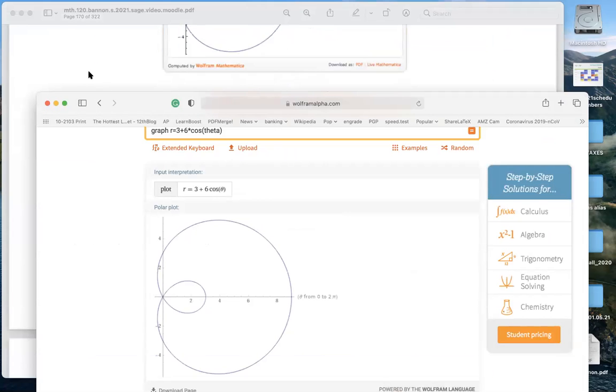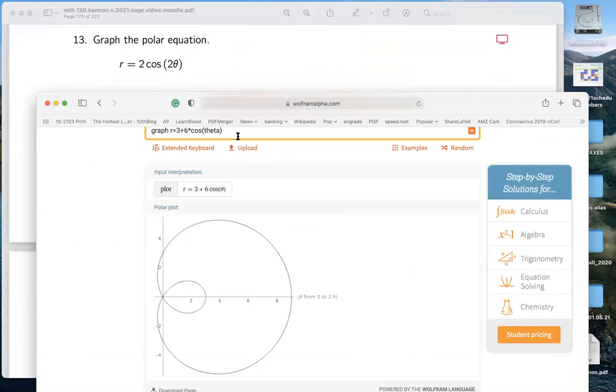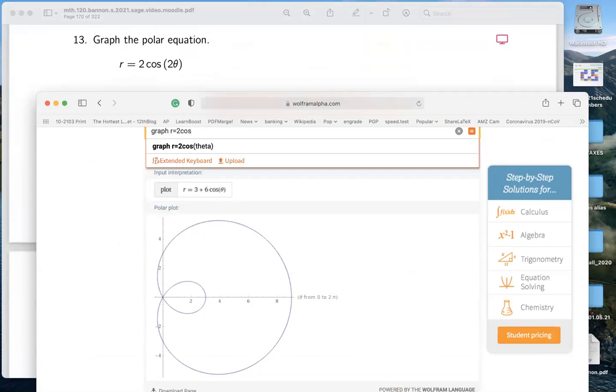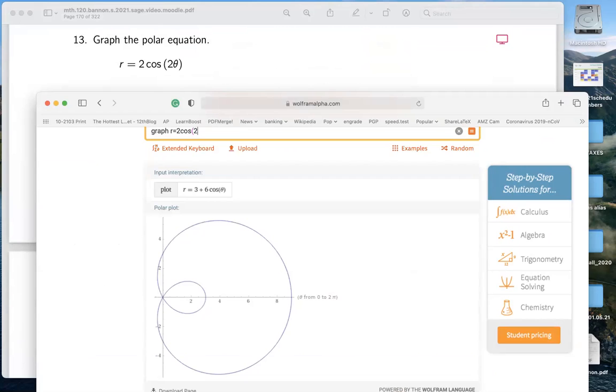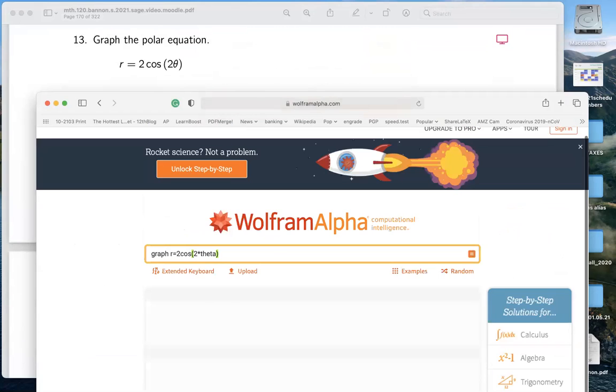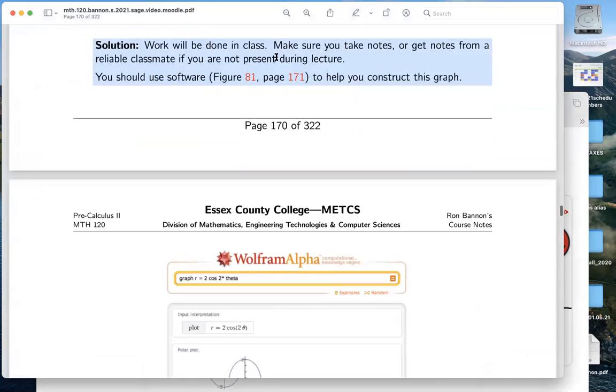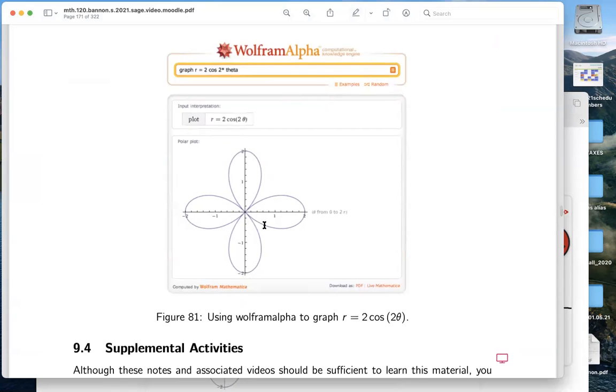And number 13 looks pretty tough. And I'll write it down for you. And again, we're trying to get you to use software. That's going to be 2 cosine of 2 theta. So I'm going to put 2 star theta. Let's see what we get. Gee, we get something that looks like a flower, right? There we go. All right.